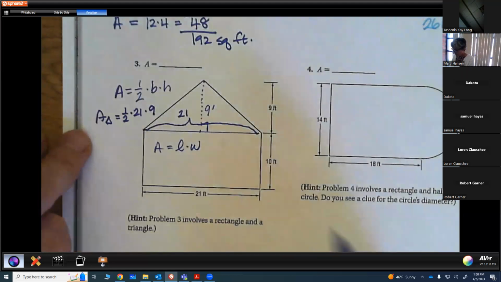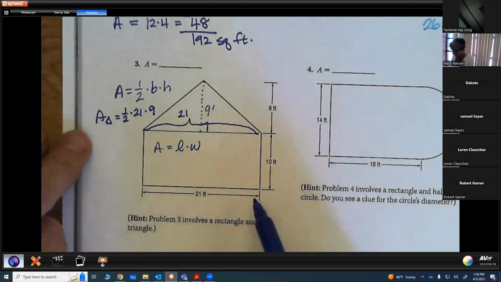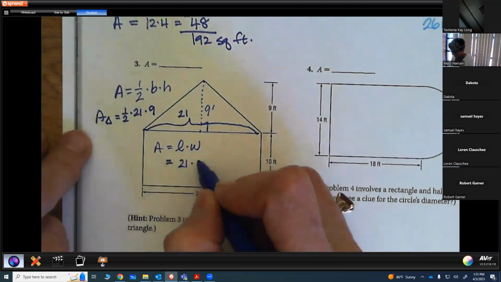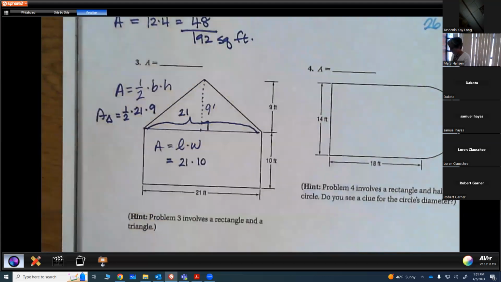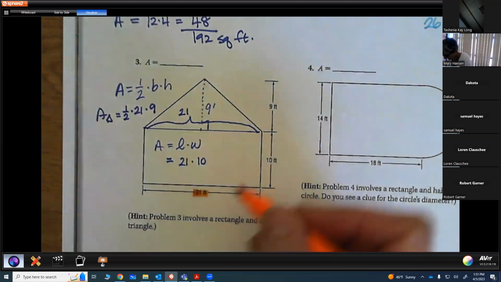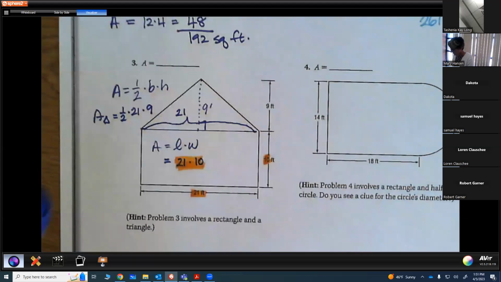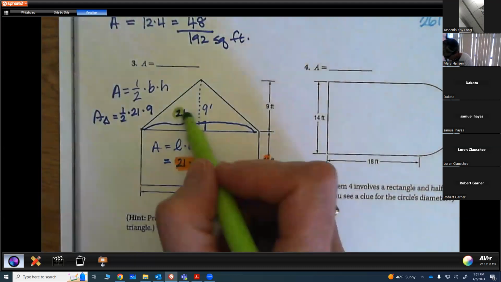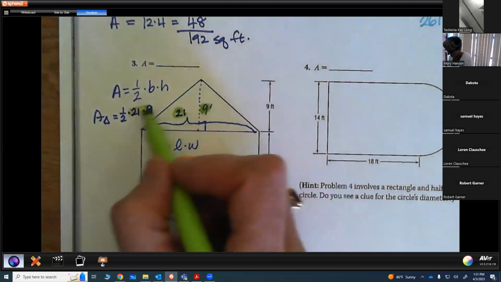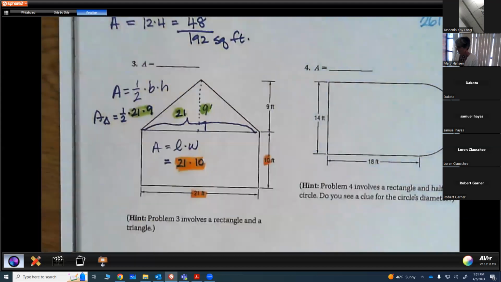And then when we have figured the area of our rectangle, we're going to use 21 and 10. And I use 21 and 10 because I've got 21 here, 10 here. So that's how I got those numbers. And for the triangle, I'm using 21 and 9. That makes sense?